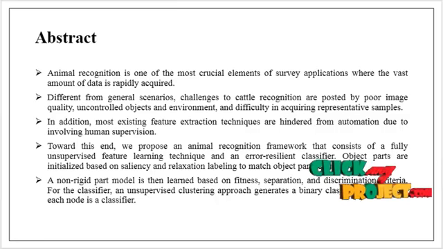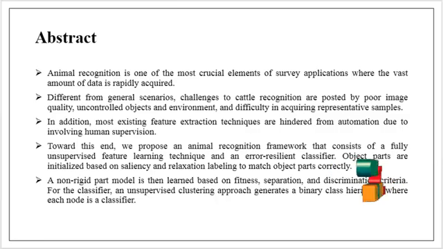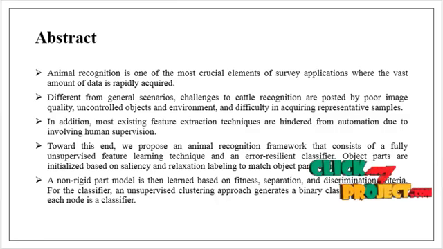Animal recognition is one of the most crucial elements of survey applications, where a vast amount of data is rapidly acquired. Different from general scenarios, challenges to cattle recognition are posed by poor image quality, uncontrolled objects and environment, and the difficulty in acquiring representative samples. In addition, most existing feature extraction techniques are hindered from automation because they involve human supervision.